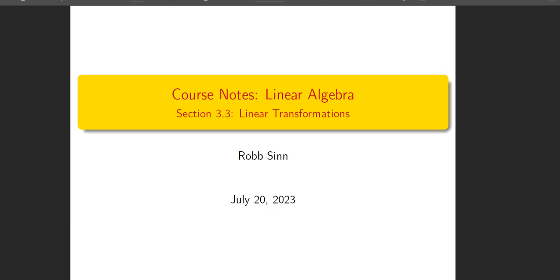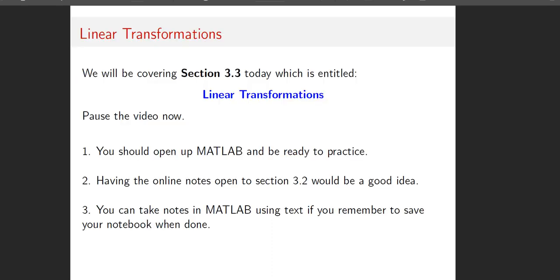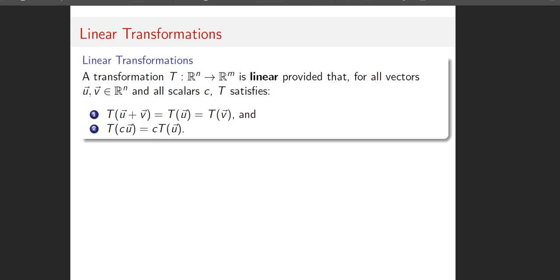Good day, everybody. So we're looking at more linear transformation. Pull open section 3.3 and get MATLAB open so you can be ready to take notes. I'll assume that you've paused the video and you're ready to go. So let's talk about linear transformations. These are the ones that we see all the time in this course where we use all linear transformations.